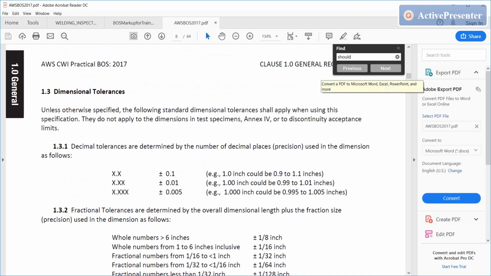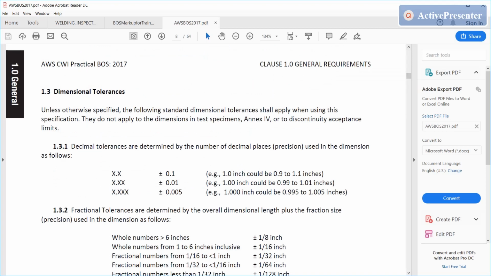So the next area in the first clause are the dimensional tolerances. Unless otherwise specified, the following standard dimensional tolerances shall apply when using this specification. They do not apply to the dimensions in test specimens, Annex 4, or to discontinuity acceptance limits. 1.3.1, decimal tolerances are determined by the number of decimal places used in the dimension as follows. So if we've got 1 decimal place, the tolerance is plus or minus 0.1. 2 decimal places, plus or minus 0.01. And for 3 decimal places, plus or minus 0.005. That's not too bad. That's not too difficult.